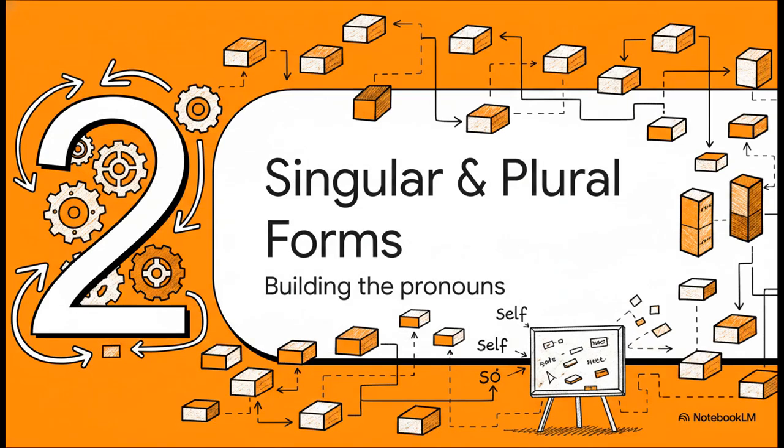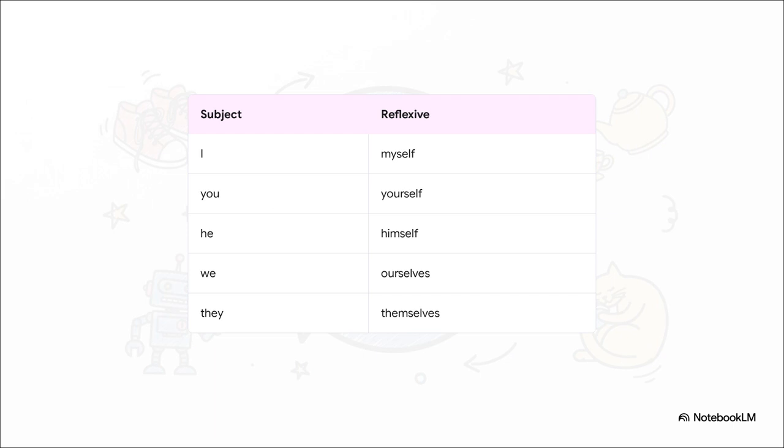Moving right along to Section 2, singular and plural forms. Grab your pens, because here is the complete list for your notes. Notice how we neatly match each regular subject pronoun on the left side with its reflexive partner on the right. I becomes myself, you becomes yourself, he becomes himself, she becomes herself, and it becomes itself. And then dropping down to the plurals. We become ourselves, the plural you becomes yourselves, and they become themselves.